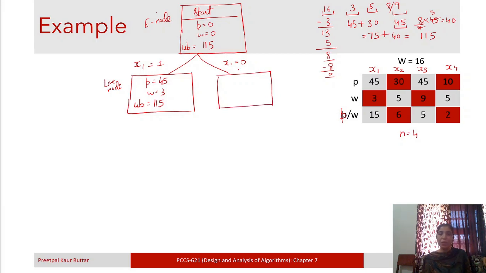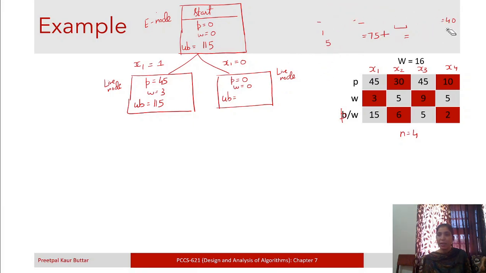When we do not pick x1, now this is also a live node. If we do not pick this item, we are not putting anything into the knapsack, so the profit will be 0, weight will also be 0. Now the upper bound will change, since we are not picking the first item. Let me erase this so that I can write the entire thing here.